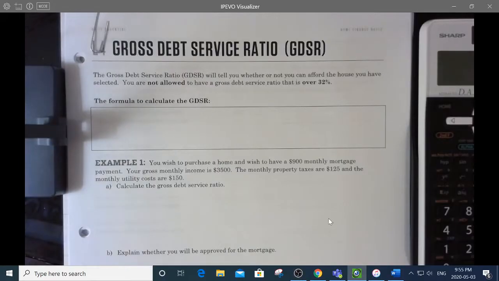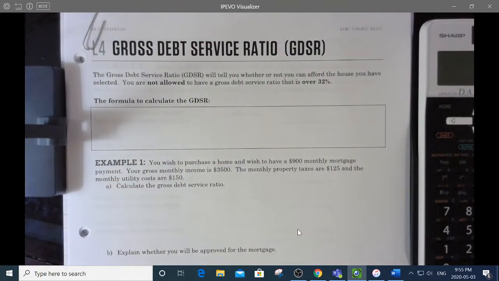Hey everybody, this is a video for my grade 12 essential math students. This is something called the gross debt service ratio, the GDSR. This is lesson 4 in your home finance book. Make sure you're in the right place.